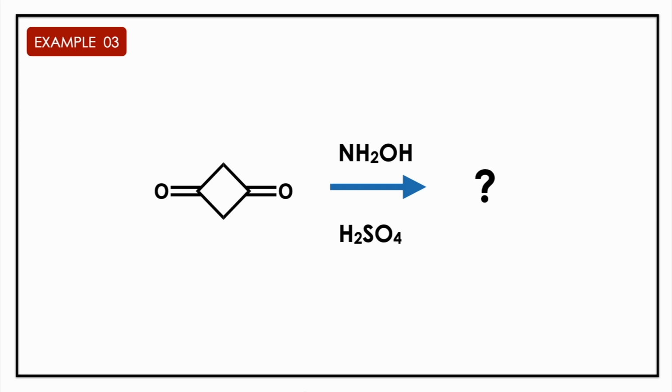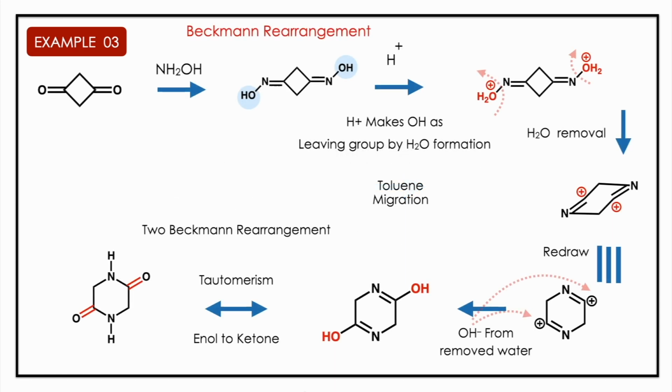Then the next example, you have cyclobutane. It has a 1,3-diketone. You are treating with hydroxylamine and sulfuric acid. We should find what will be the final product. Here you have ketones. You are using hydroxylamine. So there is a chance of oxime formation, the diketone becoming a dioxime. Then you are using the acid.